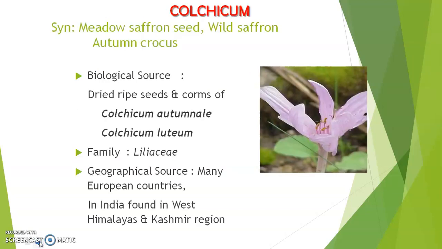Then the second drug which comes in this category is colchicum. Synonyms are meadow saffron seed, wild saffron, autumn crocus. Biological source: dried ripe seeds and corms of Colchicum autumnale and Colchicum luteum, family Liliaceae. Geographical source: many European countries. In India, it is found in West Himalayas and Kashmir region.